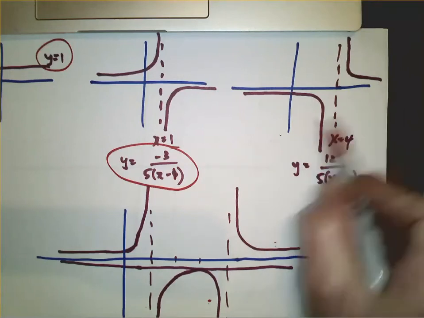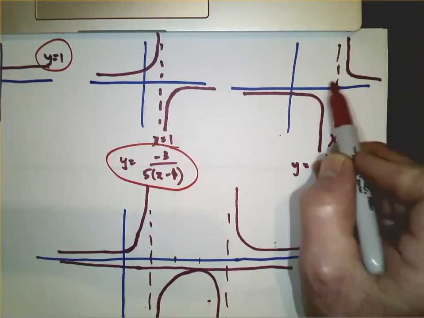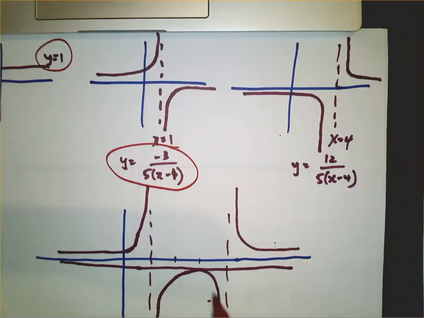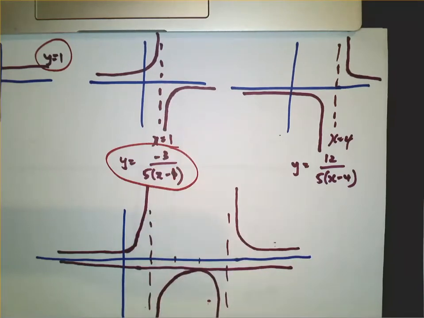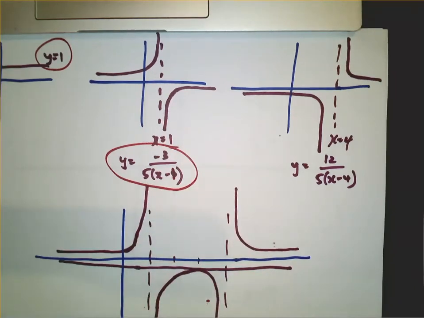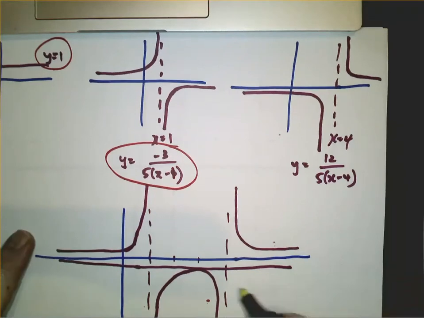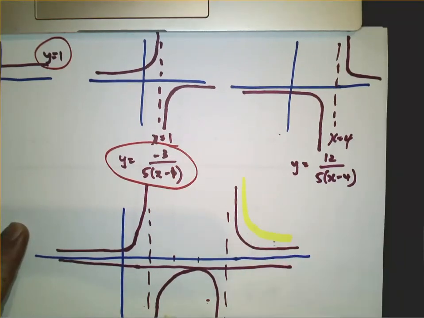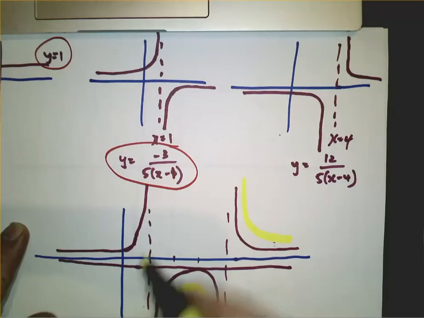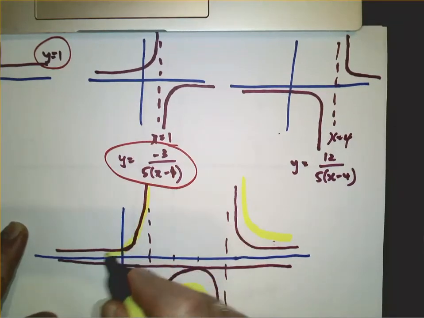So if I draw these 2 together on the one graph, I get this, where this hyperbola is drawn here, and this hyperbola is drawn here. So when I add these together, that's going to be negative, so I'm going to look something like that. I'm going to look something like this, and I'm going to look something like this.